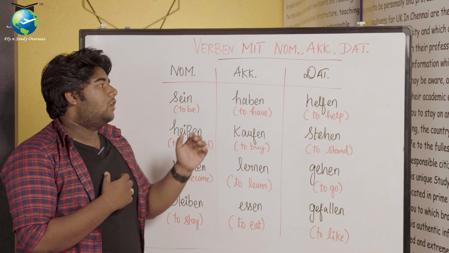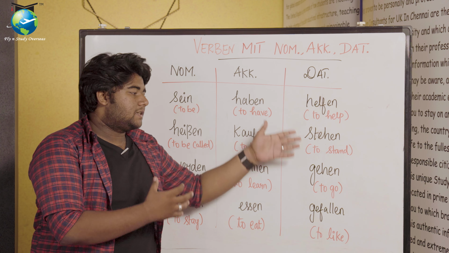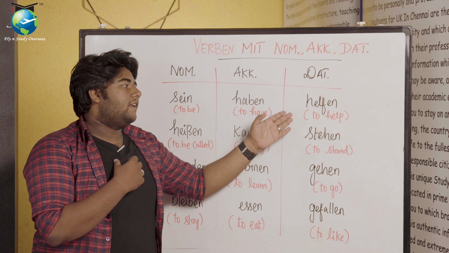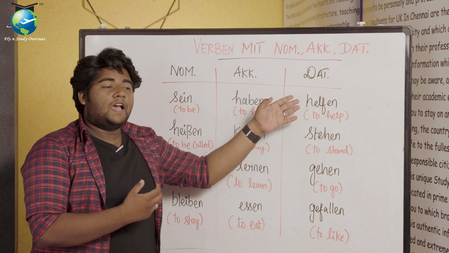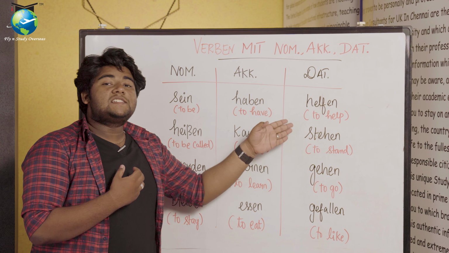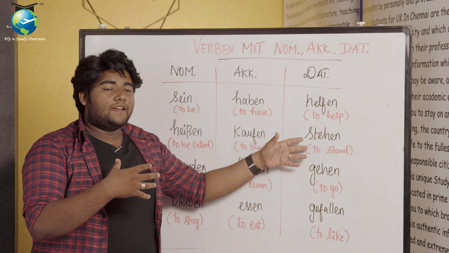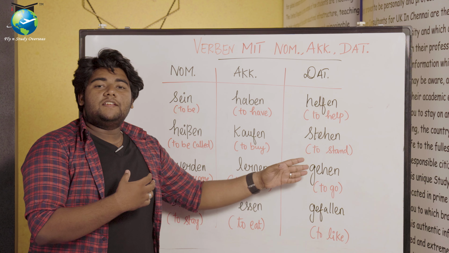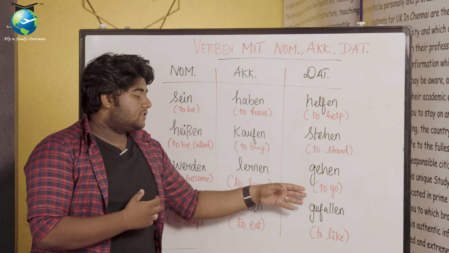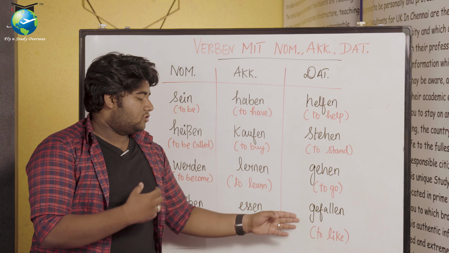Now let's move on to the dative. Dative also has a verb list and I have some examples for you. Helfen. Helfen is to help. Stehen. Stehen is to stand. Gehen. Gehen is to go. And gefallen. Gefallen is to like.